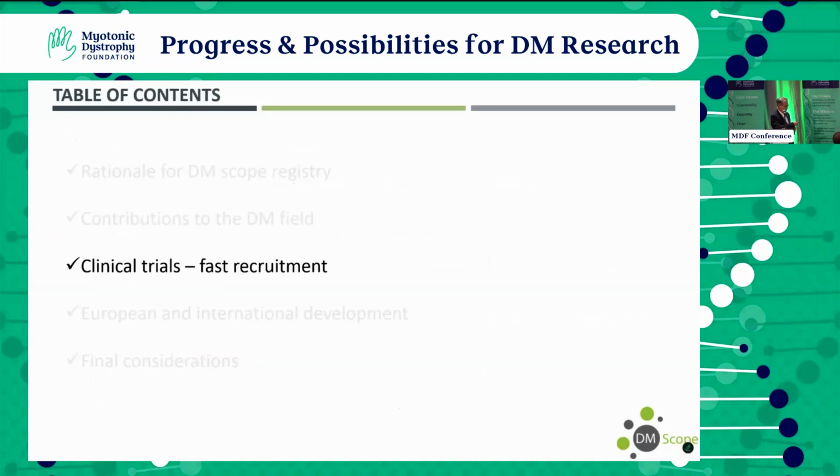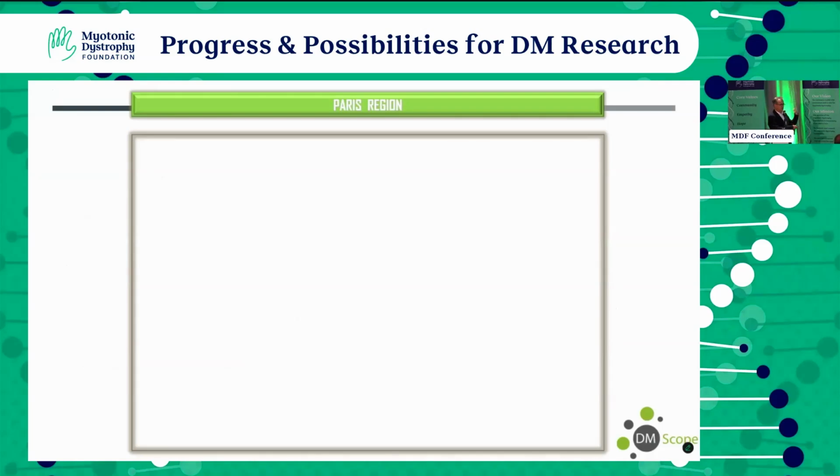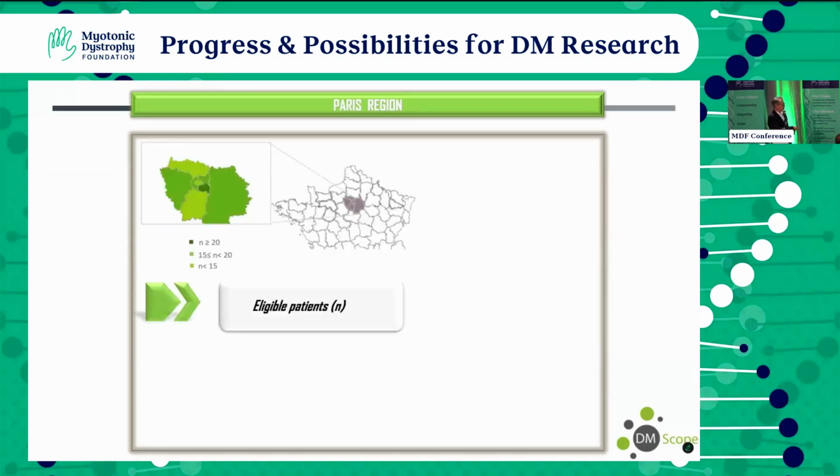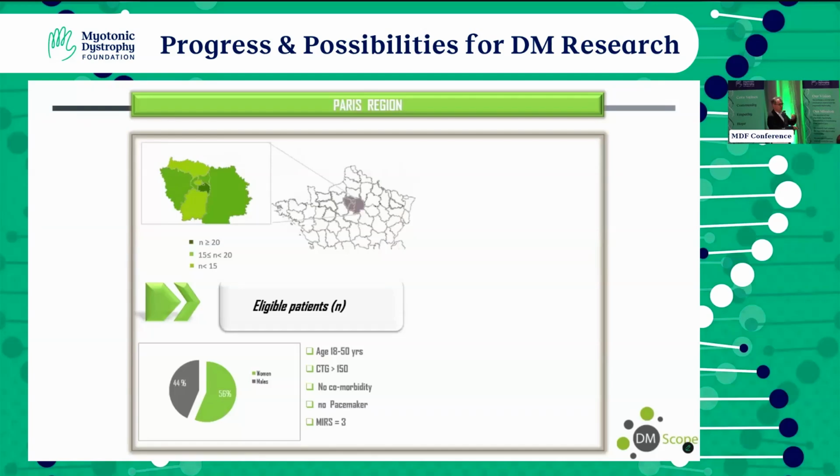Just to go to where we are now, what is the use of the registry? So I've given one example. We have many clinical trials, and you have criteria. So we put these criteria in. Let's say you want people from a particular age range with specific muscle impairments, CTG size more than 150 or other parameters, and then pacemaker, yes or no, and other factors. So it gives the eligible population.